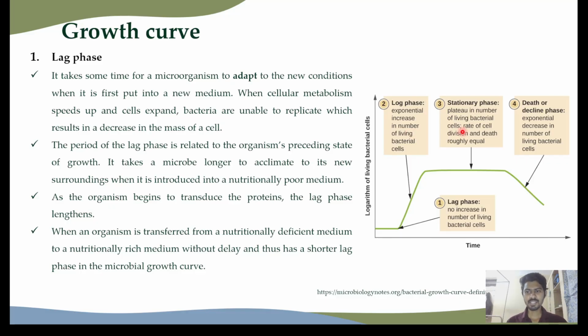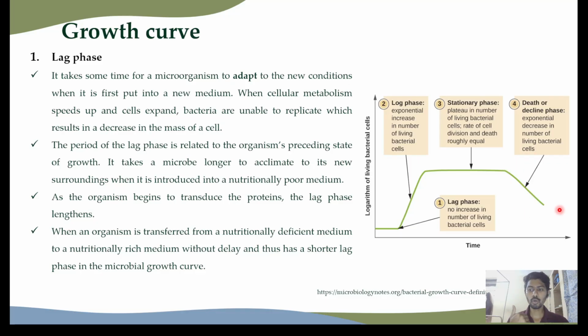And in the third stage, when there is an exhaustion of nutrients, and some accumulation of toxic products or antibiotics, the rate of cell division is roughly equal to the rate of dead cells. So it will reach a plateau in the number of living cells. There will be no increase in the number of cells. Only already existing cells will be active.